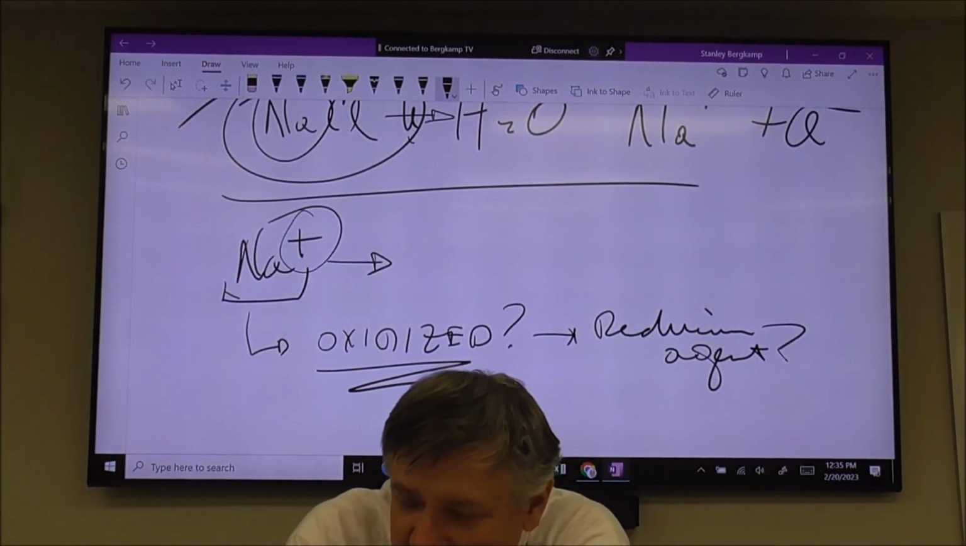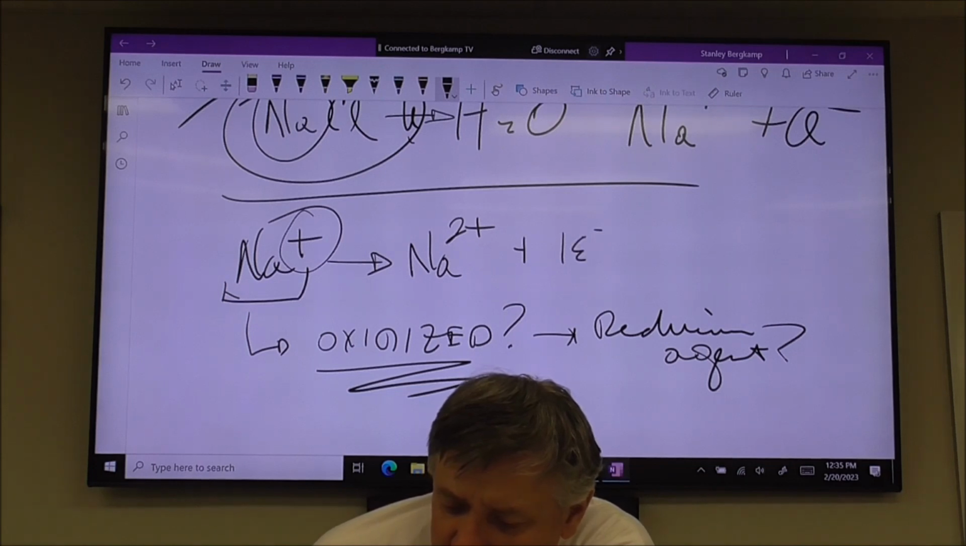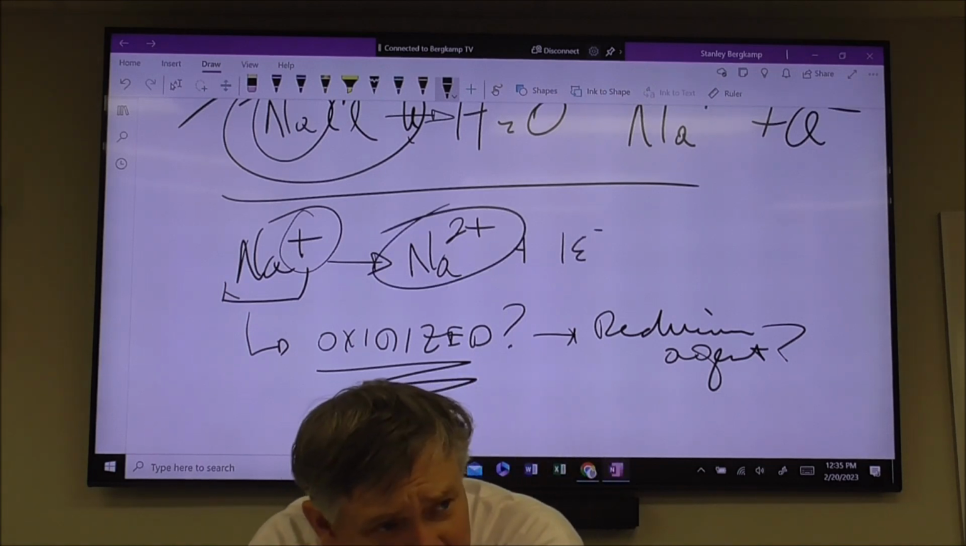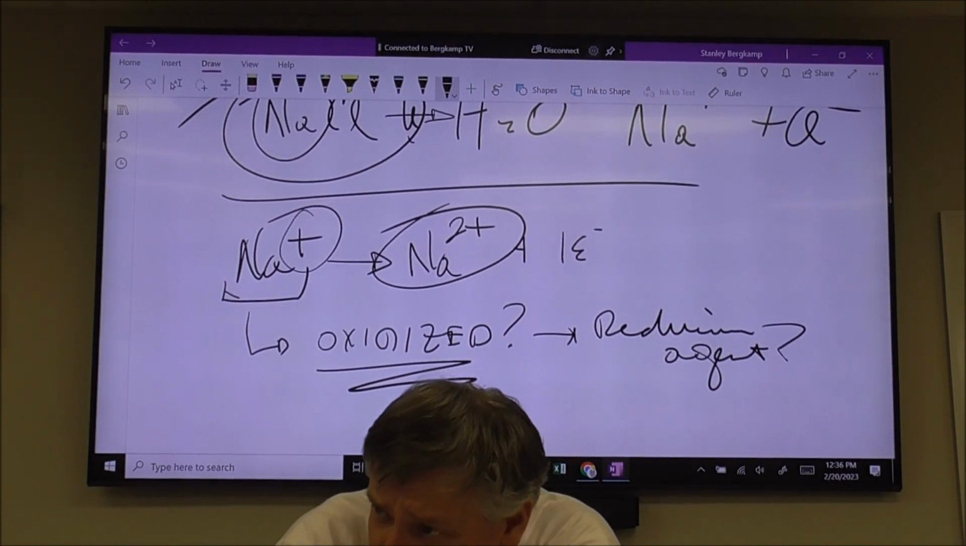So does the sodium ion want to get oxidized? Not really. It's good. No, because if it did, what would it turn into? Na2+, plus an electron. In your esteemed chemistry careers, have you ever seen Na2+? No. Do you know why?